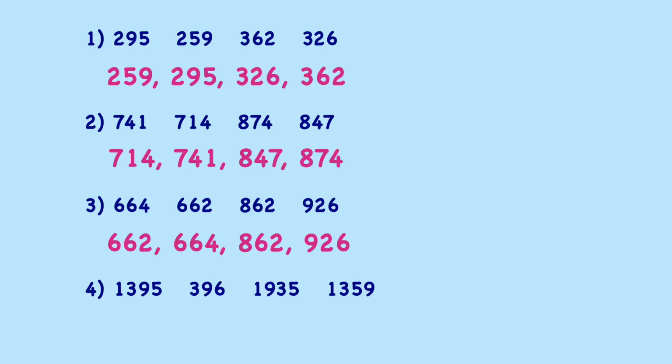Question 3, 662, 664, 862, 926. And question 4, now look carefully at this one. A lot of the digits are very similar in all of the numbers, but the order from smallest to largest is 396, 1359, 1395, 1935. Well done.